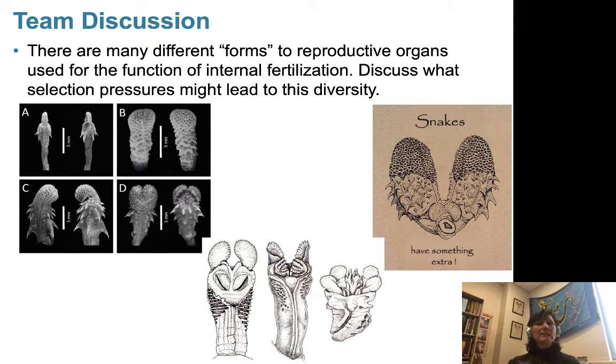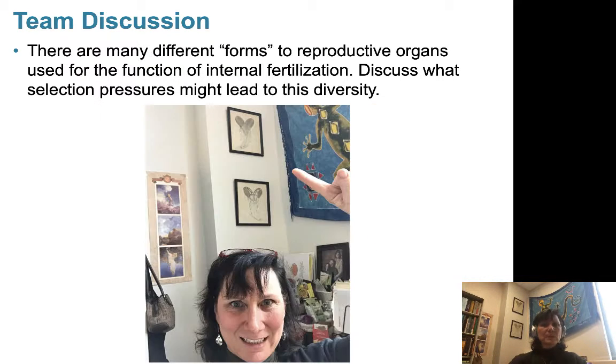The point, though, is the big question: you see so much variation in these copulatory structures. Why would you see that? What's the explanation for that? You would think a tube is a tube is a tube. You don't need anything special to transfer the sperm, but that's not what we see. We see an enormous amount of variation. So why is that? We'll discuss that on Thursday. So be thinking about it.